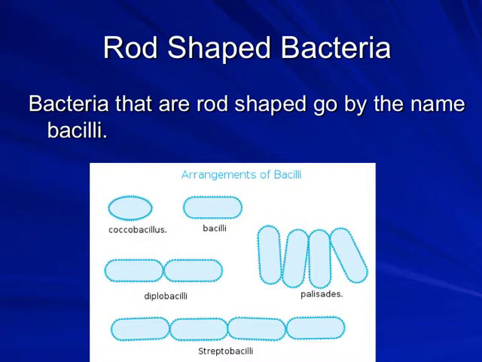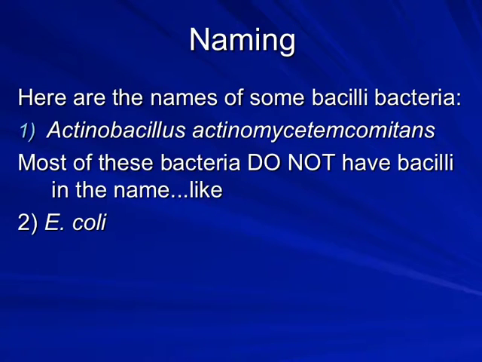Rod-shaped bacteria go by the name bacilli. So here's the ones I'm going to get you to copy down. You're going to copy down the bacilli, the diplobacilli, and the streptobacilli. So 1, 2, 3. All right, so again, diplo meaning two, strep meaning chain. So they're kind of a rod shape, right? And you can get them singular, in pairs, or in chains. There's no clumps of these ones. Now, here are the names of some bacilli bacteria.